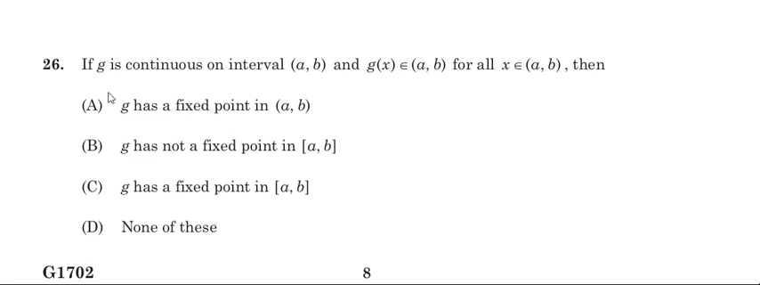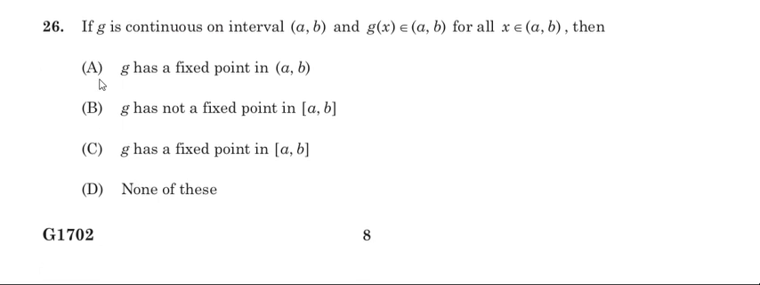Sorry. So question number 26. If g is continuous on the open interval (a, b), and g of x belongs to the open interval (a, b) for all x in (a, b), then g has a fixed point in the closed interval [a, b], g has not a fixed point in the closed interval [a, b], g has a fixed point in the closed interval [a, b], none of this.